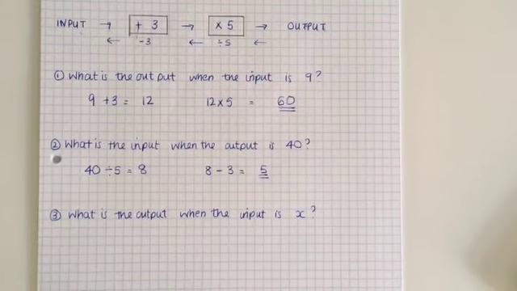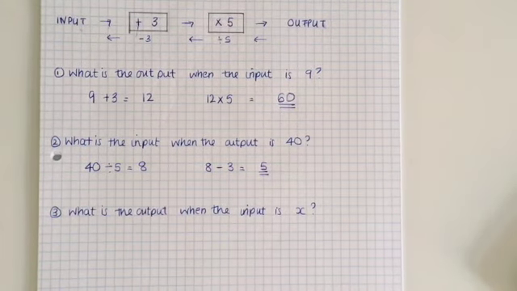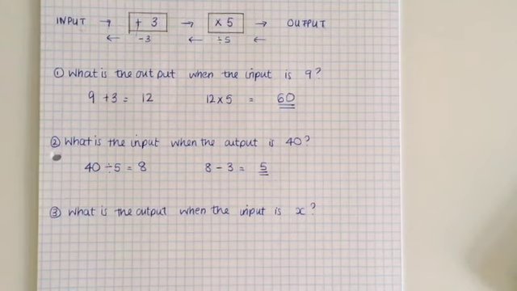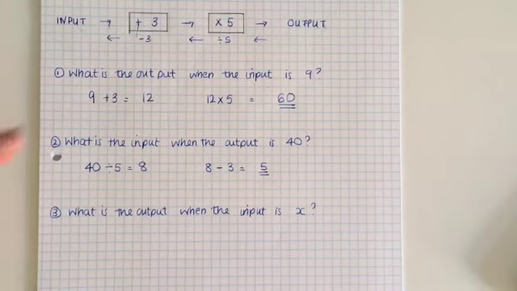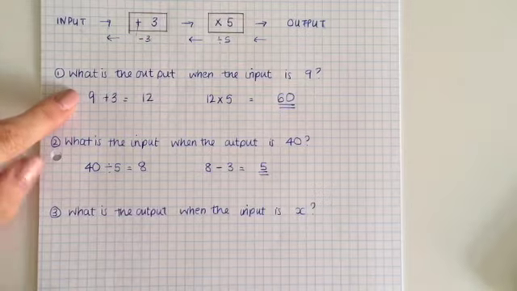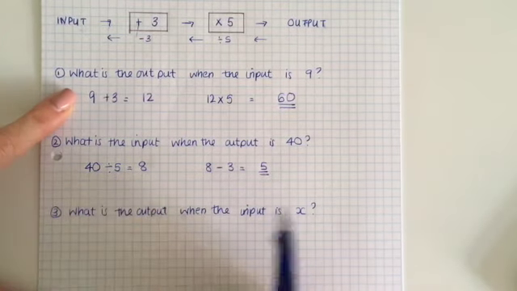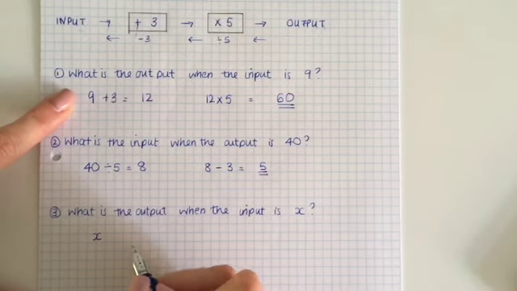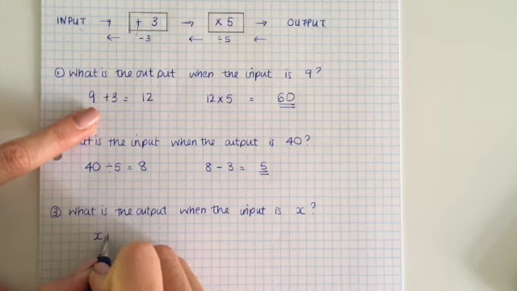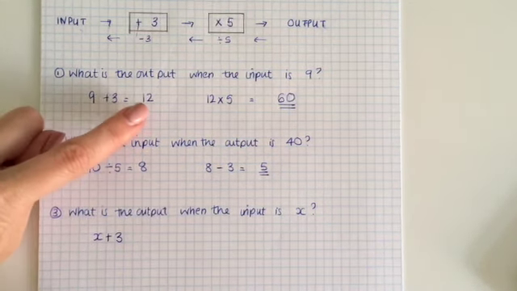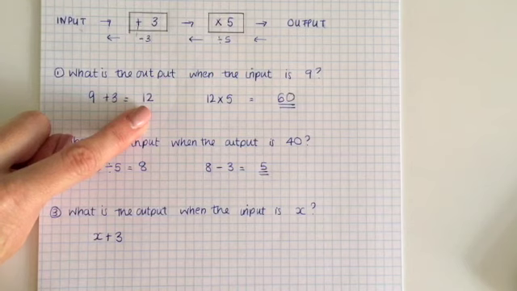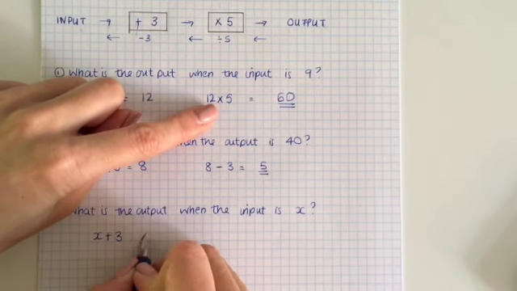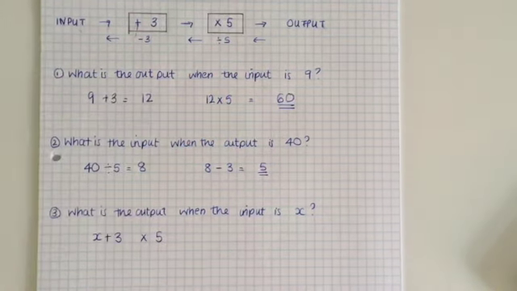The last part is a little bit more tricky, because it's wanting us to figure out the output when the input is X. So we don't have a value, but what you have to remember is what I did here. We put the number into the machine, this time it's X, and we add 3 to it. So X add 3, and I get the answer. Then I'm going to multiply that answer by 5.